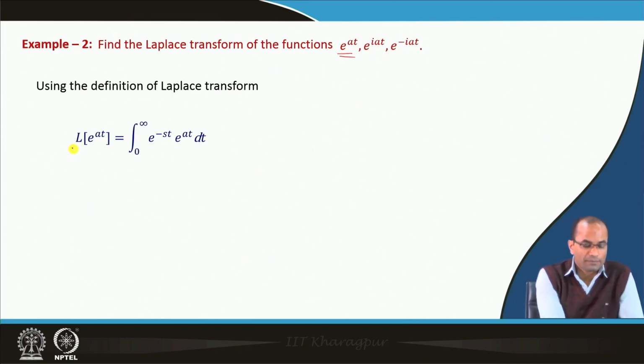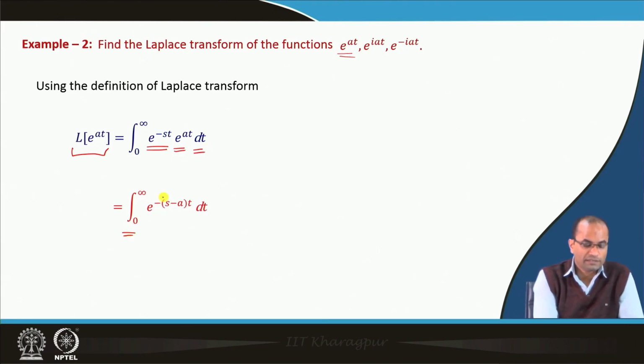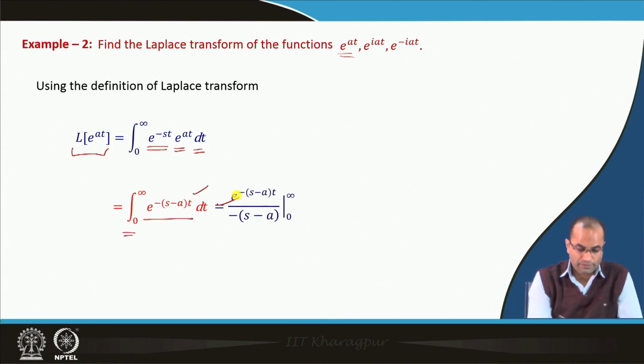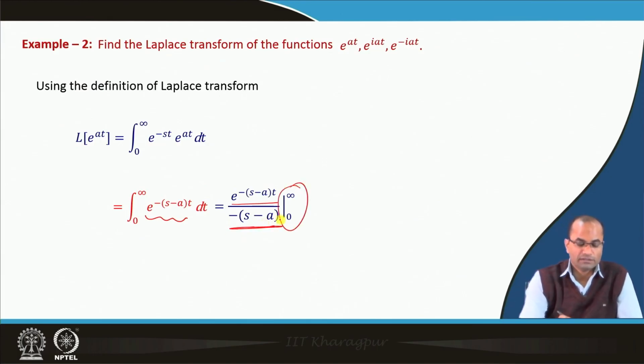So, we have the Laplace transform of e power a t, that means the integral of exponential minus s t times e power a t d t. Having this from 0 to infinity, e power minus s minus a t, we have combined the two exponents here with d t, and that can be integrated now. So we have e power minus s minus a t divided by minus s minus a, where t goes from 0 to infinity.